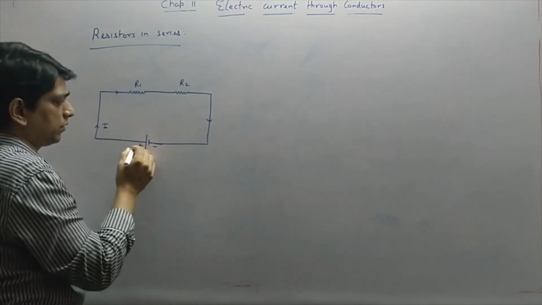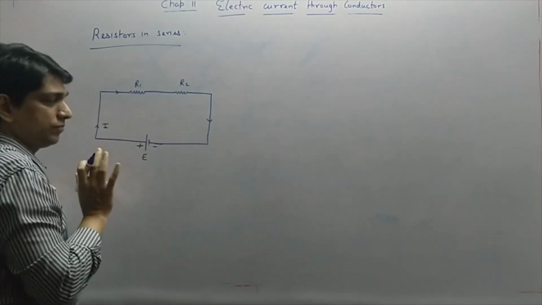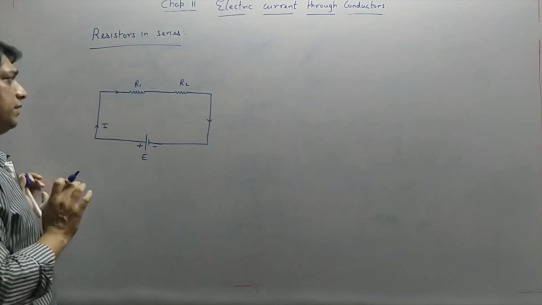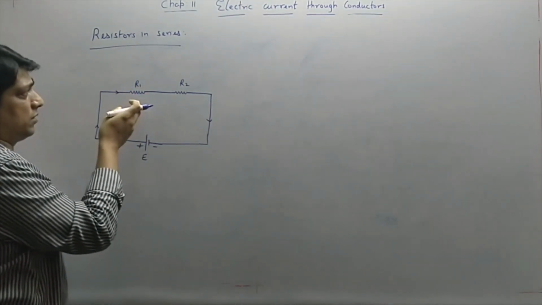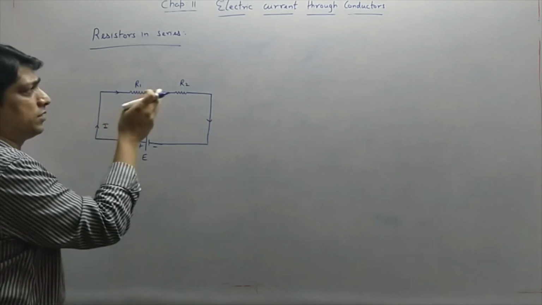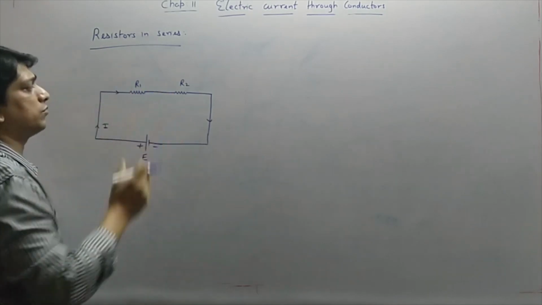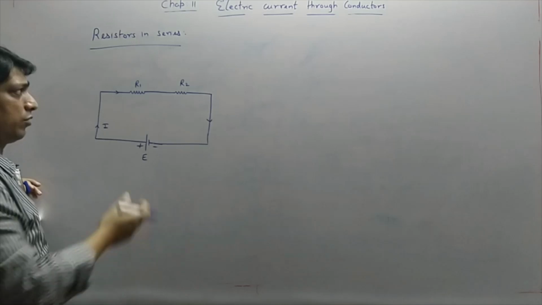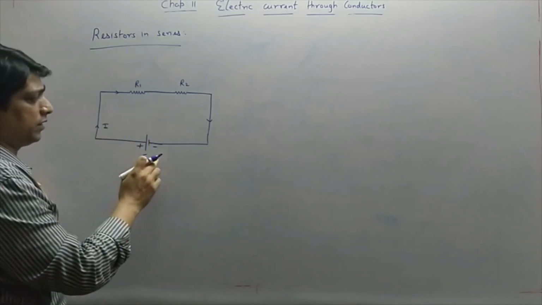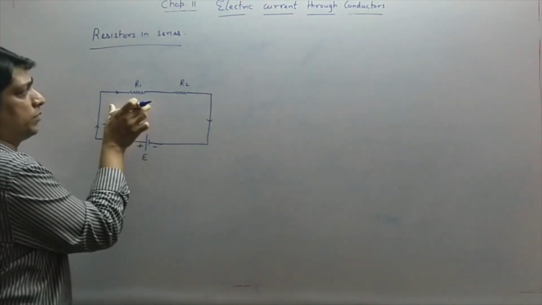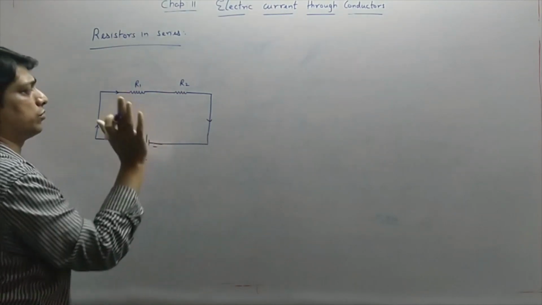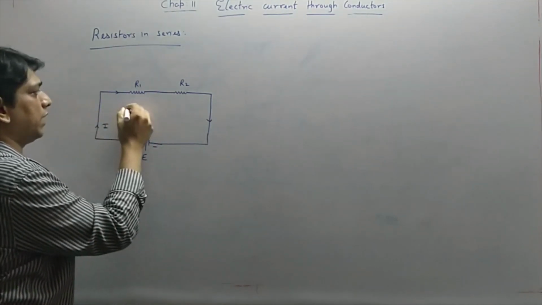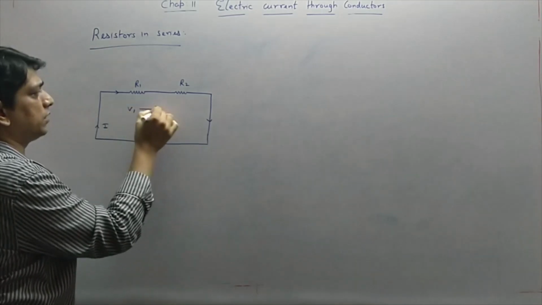The potential difference is given by the battery. But what you can see here is the voltage drop across each resistor. Suppose this is one resistor, this is another resistor. The voltage drop across the resistors will be different, according to the value of the resistance. Suppose here it is 10 volts. If the resistors are of the same value, then there will be a 5 volt drop across each. So the voltage drop across the resistors will be different.